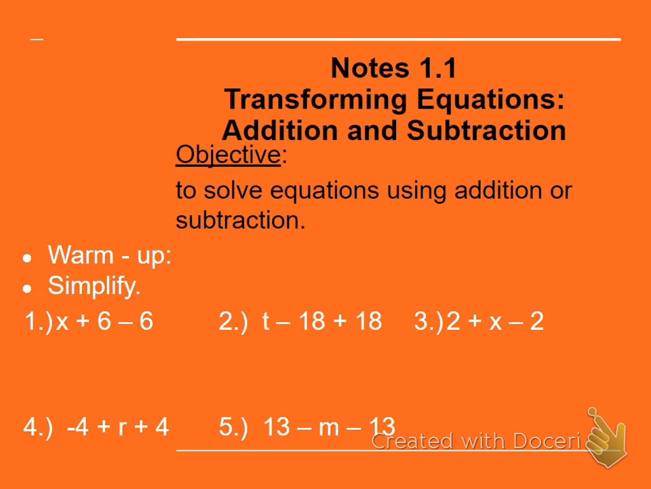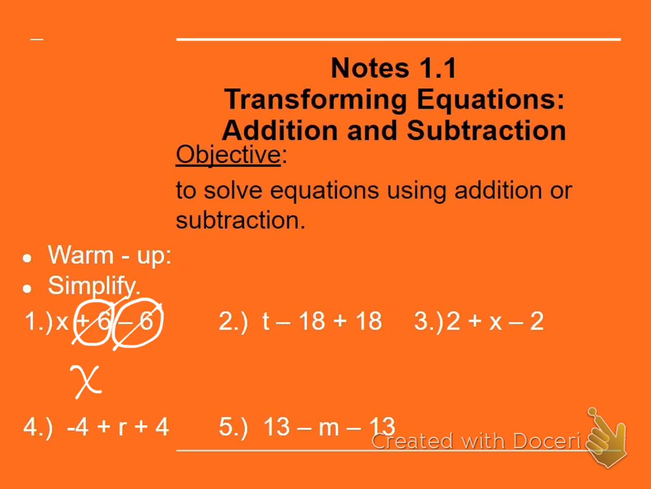So for warm-up number 1, what terms can combine? C to C. I sort of agree. We keep the sign that's in front of the number. So we have plus 6 minus 6. Janai already said it. It comes out to be 0. They cancel each other out. So what are we left with? X.